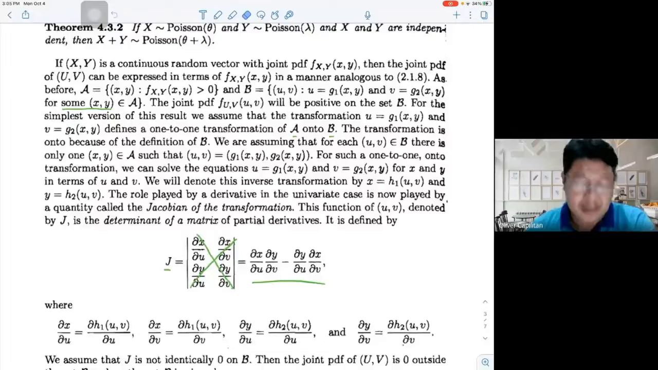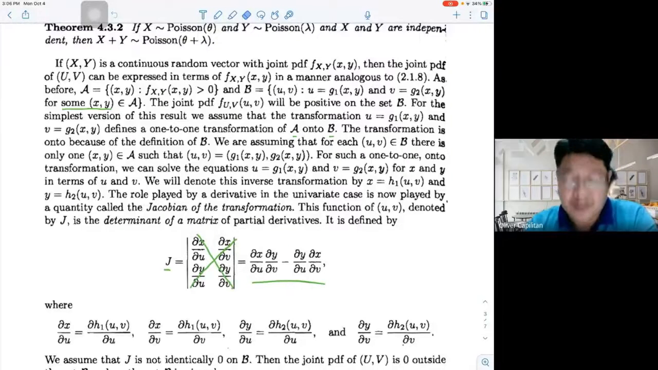So we have here a random vector XY, a continuous random vector with a PDF. Okay, we have here the PDF, small f sub big X and big Y. And then to be able to determine the joint PDF of a new random vector UV, it can be expressed in terms of the joint PDF of X and Y. But first we have this set, script A, which is actually the set of all XY such that the joint PDF of XY is positive.